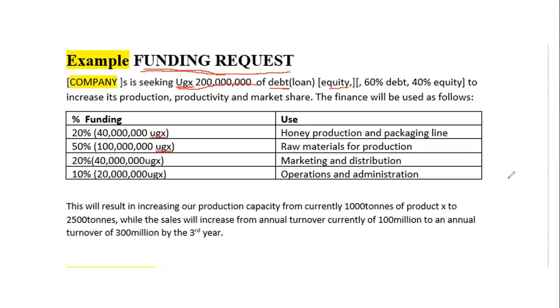When I get this money, our production will increase from 1,000 tons to 2,500 tons of the product, while the sales will increase from 100 million to an annual turnover of 300 million. When you communicate this, somebody is convinced this person knows where he is trying to go. So I just want to take a brief break so that you can review the plans.